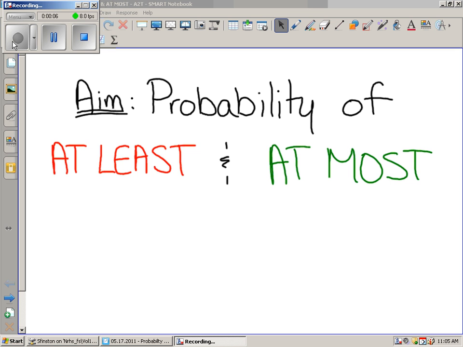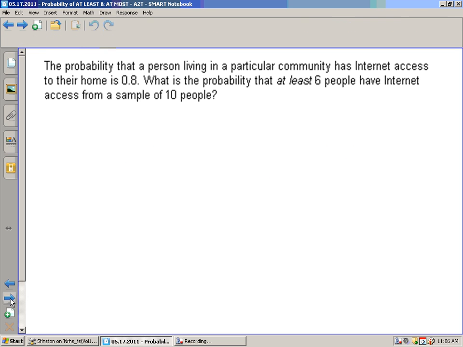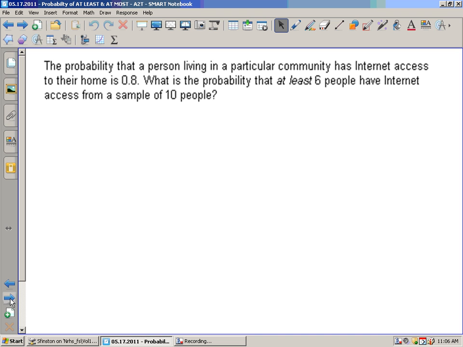Okay, so today we're doing the probability of at least and at most. Let's get started. The probability that a person living in a particular community has internet access to their home is 0.8. What's the probability of at least 6 people having internet access from a sample of 10?